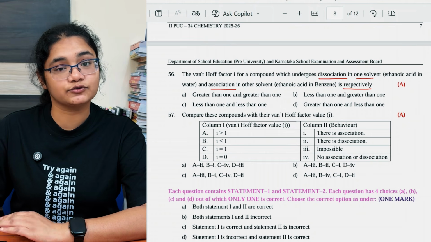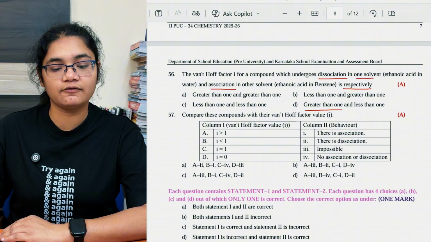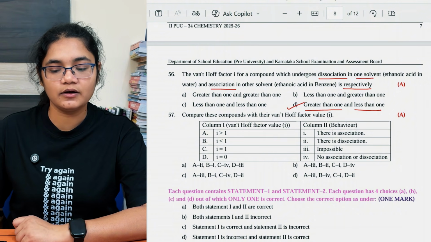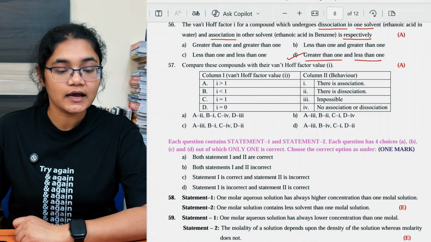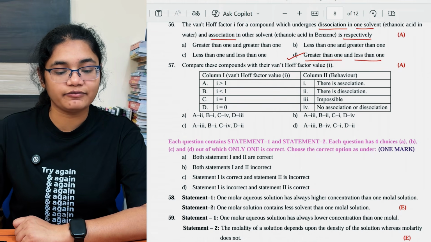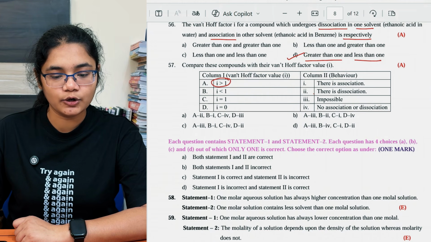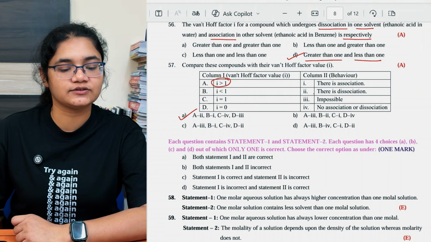So when it is undergoing dissociation, the i value will be greater than 1, and when it is undergoing association, the i value will be less than 1. So option number D here. Next, compare these compounds with their Van't Hoff factor value. i greater than 1 means it is dissociation. A will be 2, right? So only one option is there, so that is option number A.